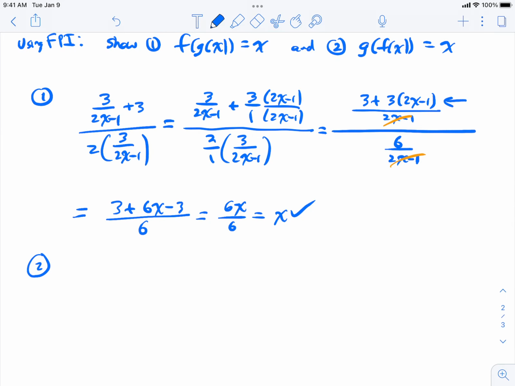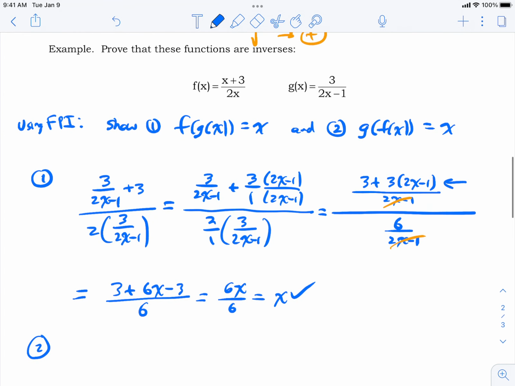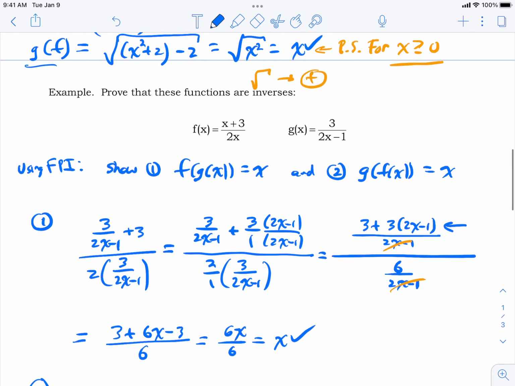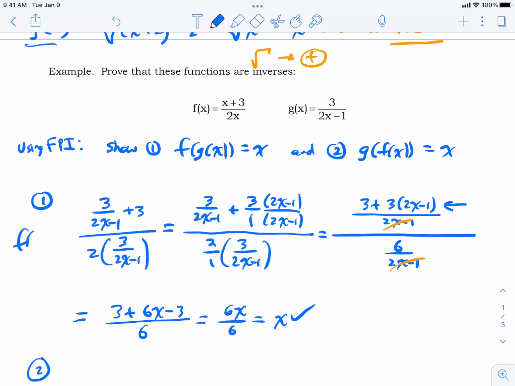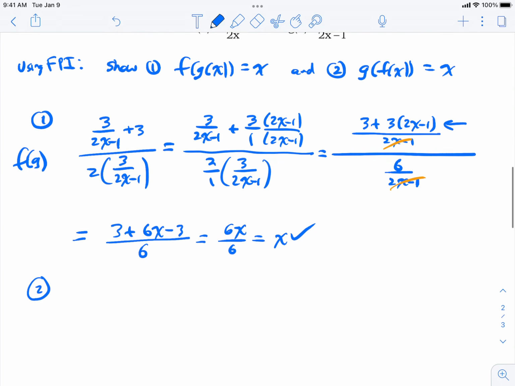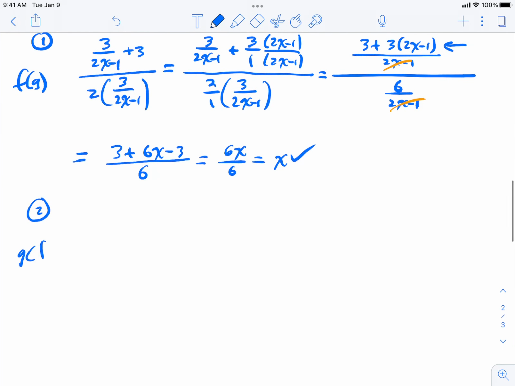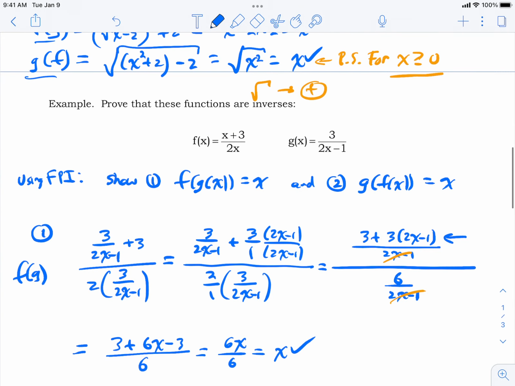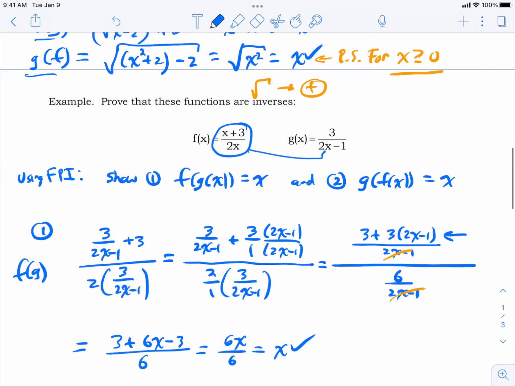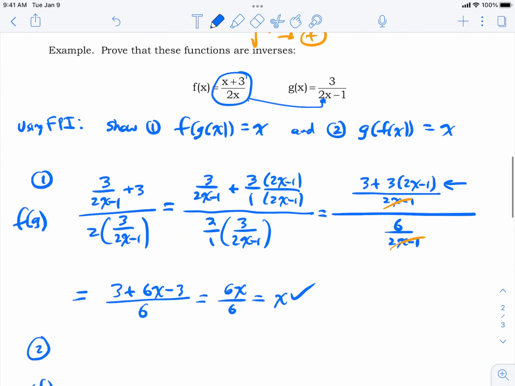But anyway, let's do the opposite now. So now we have to do g of f, which means, well, that was f of g, now we have to do g of f. And g of f means the f goes into the g as the input. It doesn't go there, it doesn't go there, it goes there. So you take the whole f function and plug it into the g function.